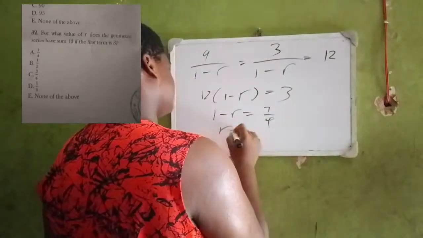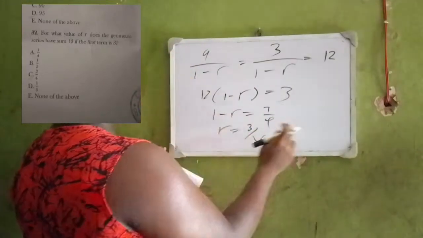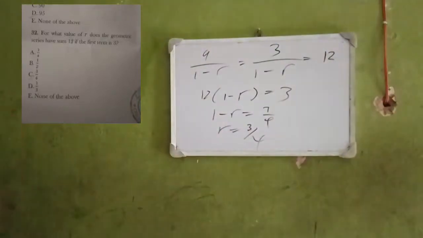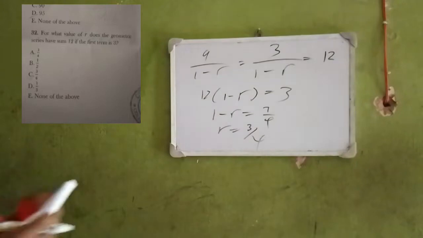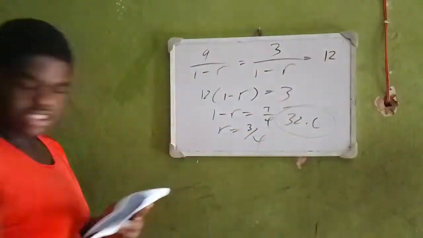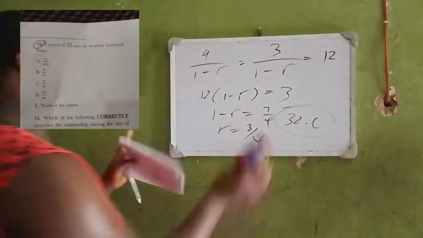Do some simple math, you have R is equal to 3 over 4. That is, if you move R here, you move this one here, you have 1 minus 1 over 4, that's 3 over 4. So we have R is equal to 3 over 4 as option C. Question 32, option C. The next question now is question 33.